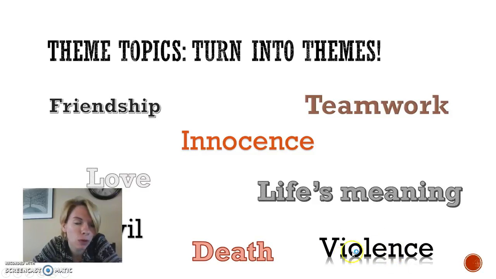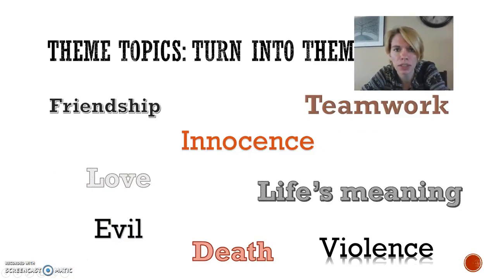Violence. Is violence never okay, or is violence for the right reasons acceptable? Is violence just? Death. Is death inevitable? Can certain things transcend death? Should everyone be afraid of death, or is death a part of life? Love, we already talked about. And then evil. Is evil something that's inside all of us, or is evil something that is specific to certain people that we have to combat?